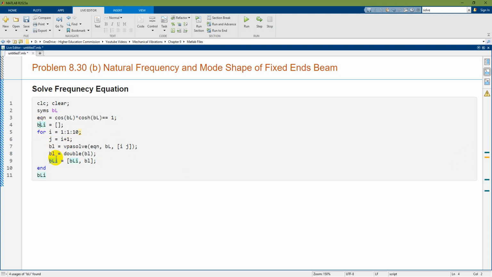In the for loop, I have created BL equal to 0, an empty matrix, and then whatever the VPA value is, I'm going to convert into double, and the cumulative BLI will fill all the values, and then I'm going to display that BLI. I have just executed the function, and it gave me three values. You can see the first value is 4.73, the second one is 7.852, and the third one is 10.9956.